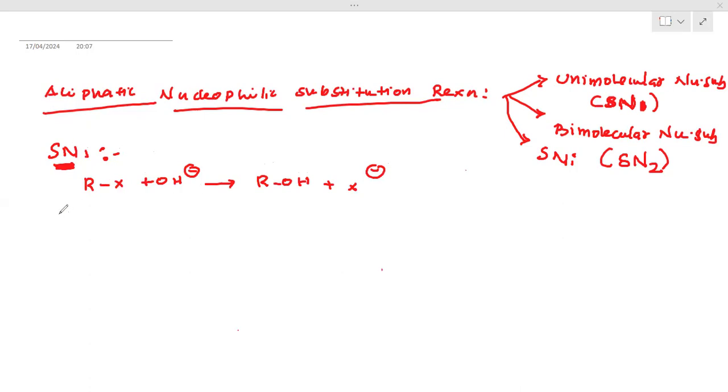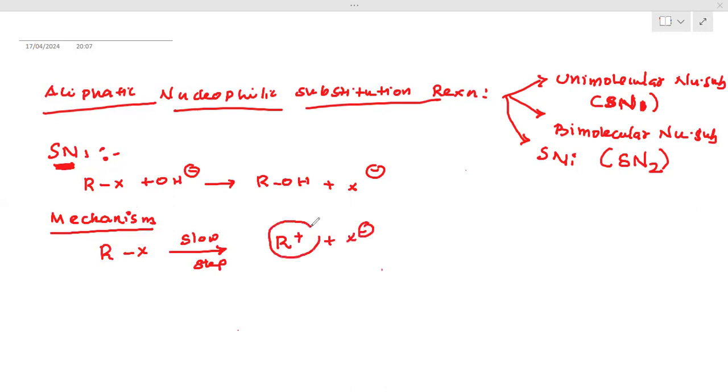It takes place in two steps, and the intermediate is a carbocation. The alkyl halide ionizes in the first step, which acts as the slow step, the rate determining step. R plus and X minus come out. So R plus, the carbocation, forms, and carbocation stability matters.